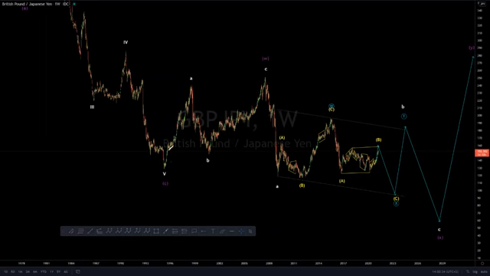Right, pound yen, we had 3 waves to the upside. This is the 3 waves I'm referring to that completed this W here. And now we are still looking for this here as 3 waves. We are still looking for this move for an X here. This is on a weekly time frame.